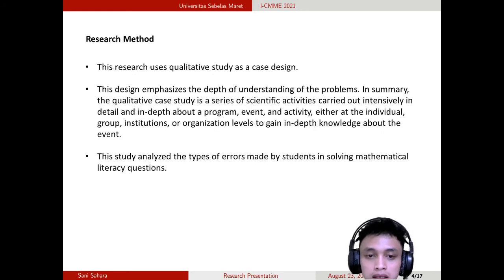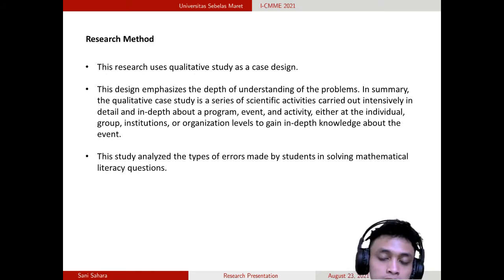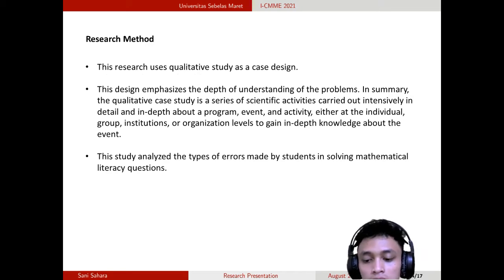Next, this research method. This research used a qualitative study as a case design. The qualitative study intends to understand the phenomena experienced by the subject, covering the behavior, perceptions, motivations, actions, and the case study design is commonly used for qualitative research.